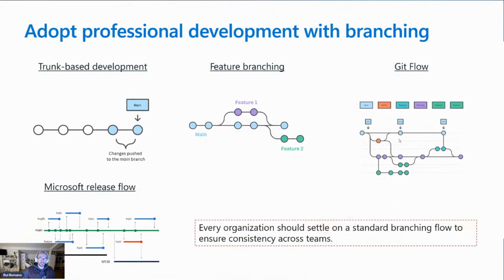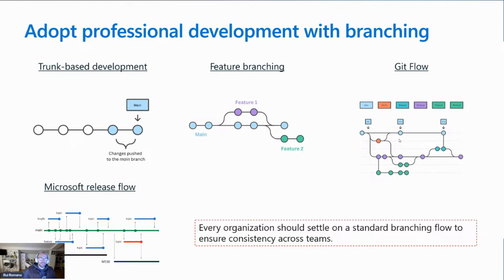Then you can also adopt some professional development techniques with branching. And here is where things start to become a lot more complex, and there are many ways to do it. First, you need to learn about Git. Second, you need to learn about branching. And when you learn about branching, you need to adopt a strategy. There are plenty of those. These are the common ones, let's say the top four.